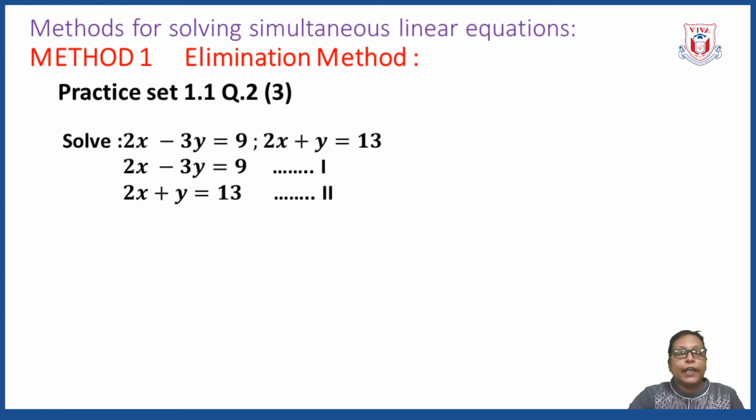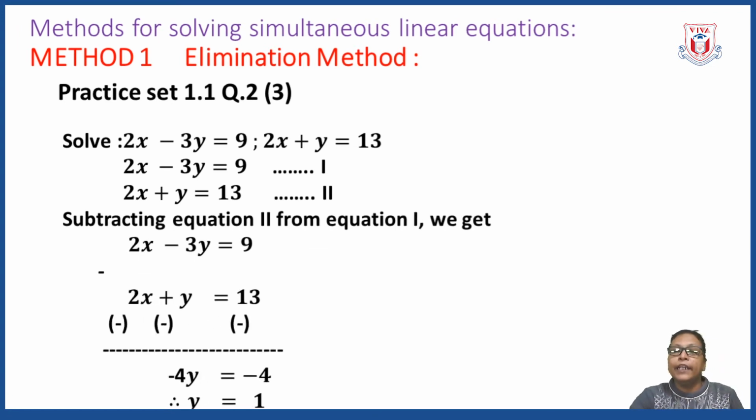You can observe that the coefficient of x is equal, 2 and 2, in both places. Also, their signs are the same, that means they are positive. So you have to think whether we should subtract or add. Since the signs are the same, if we add, it is not going to eliminate. So if the signs are the same, we have to go for subtraction. So think and act accordingly. Okay, so here we are going to go for subtraction.